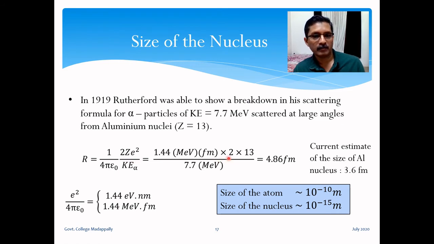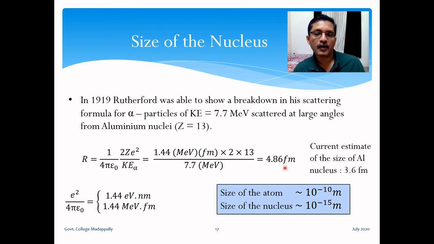And 2 is the atomic number of the alpha particle. Z is the atomic number of the target nucleus, which is aluminium. If you do this calculation, you will get 4.86 femtometer. So this was the distance of closest approach Rutherford obtained in 1919 for the aluminium nucleus.